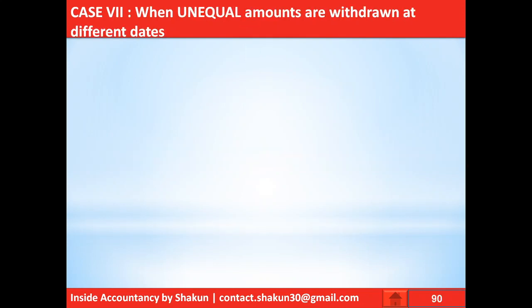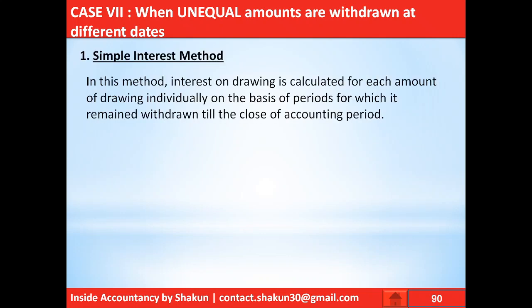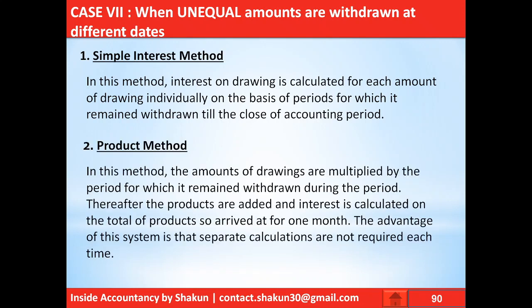When unequal amounts are withdrawn at different dates, we can use 2 methods to calculate the interest on drawings. First is the simple interest method. In this method, the interest is calculated for each amount of drawing individually on the basis of the period for which it remained withdrawn till the close of the accounting period.